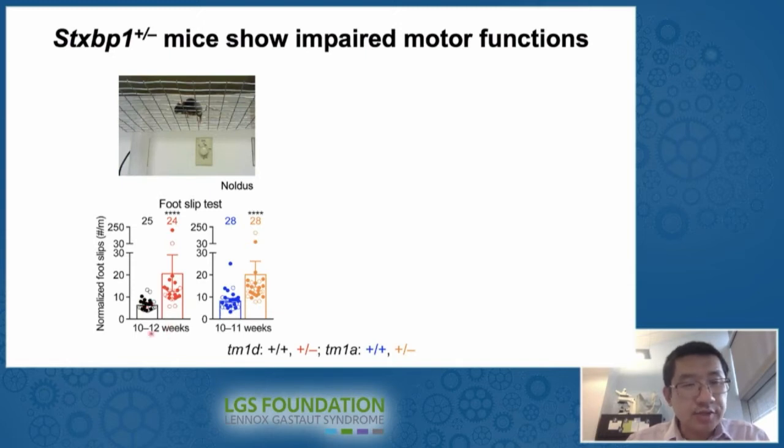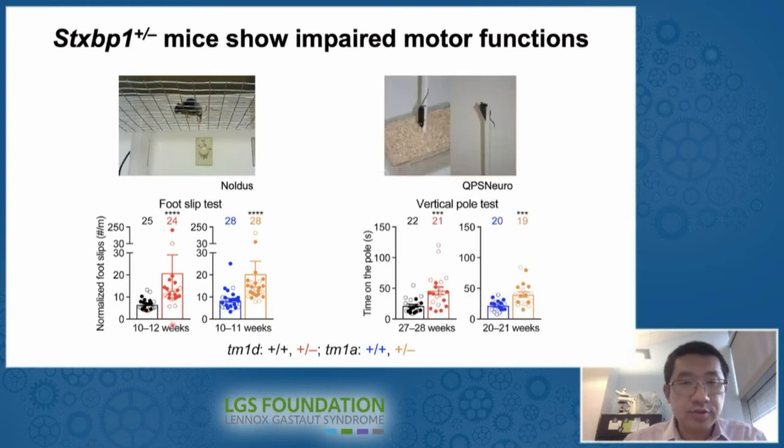As you can see here, the mutant animals clearly are making a lot more errors than the wild type controls. Another motor assay is this vertical pole test, where we put the animal on the top of the pole, and then they will have to turn around and come down to the bottom of the cage. Clearly, it's taking longer for the mutant animal to complete this task. Therefore, both assays indicate an impaired motor function for these animals.